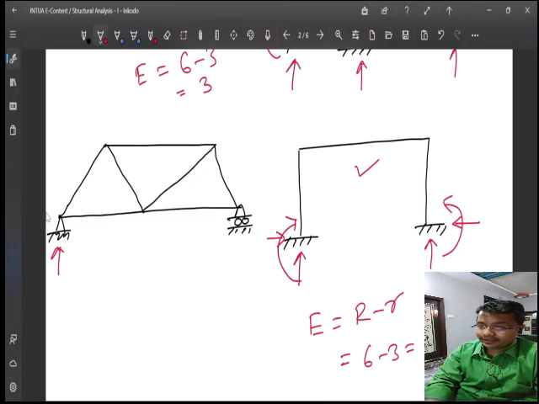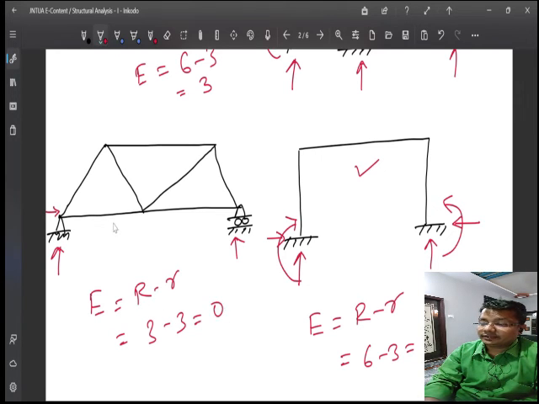Now let's take this one. So again 1, 2 and 3. So my E equals R minus r, that is 3 minus 3 equals 0. So this means that this truss is a determinate structure.